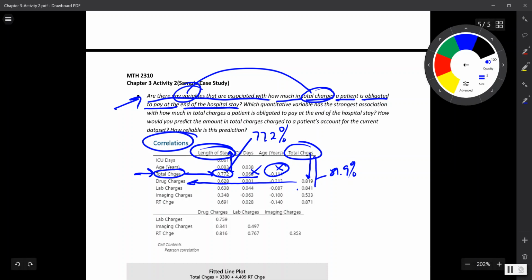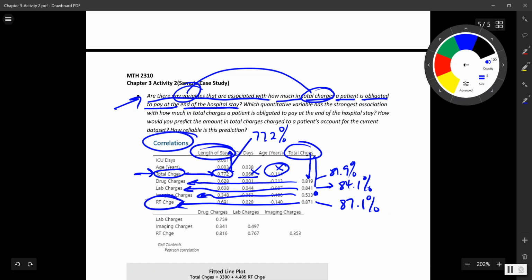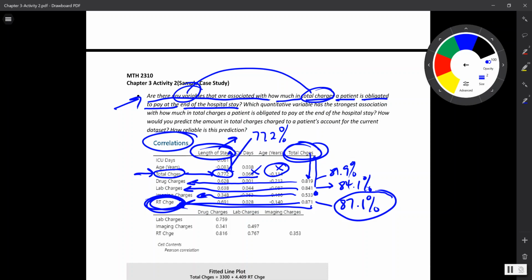And then for total charges versus lab charges, we have 84.1%, and this is 53.3% with imaging charges, and a thumping 87.1% for respiratory charge, which means that beyond length of stay, total charges can be reasonably predicted or very, very much associated with whether you got a respiratory charge or you did not. And in fact, it is the variable that has the highest association with total charge.